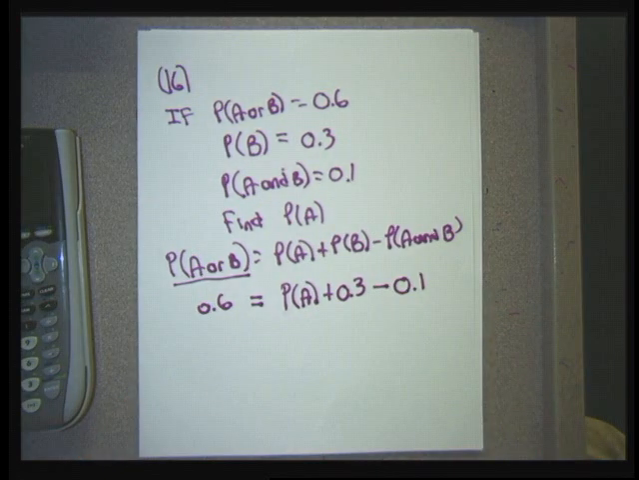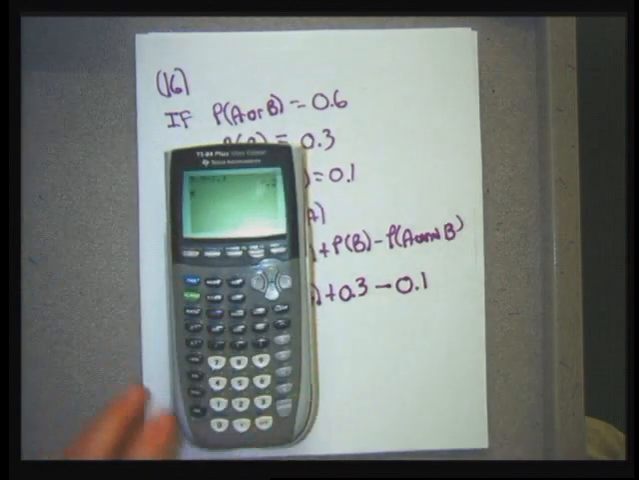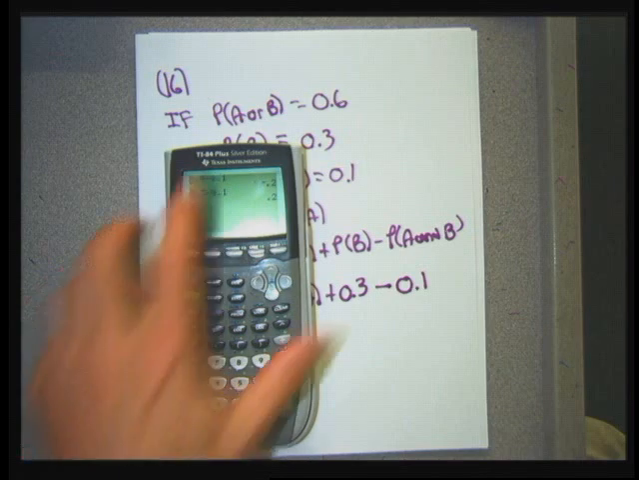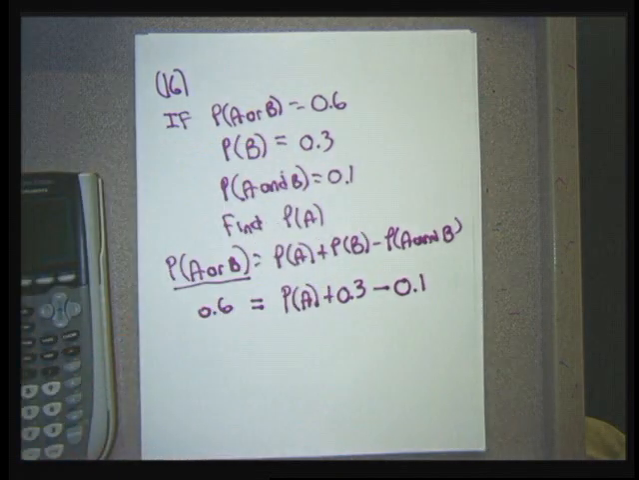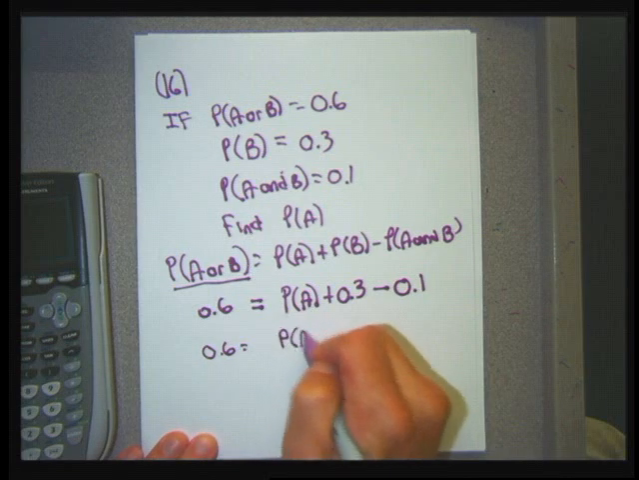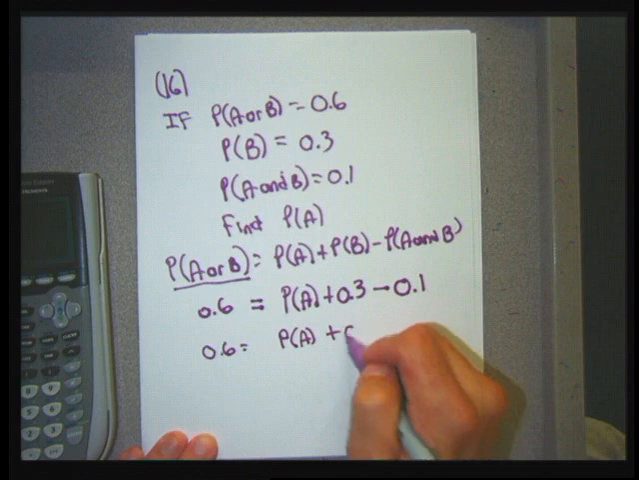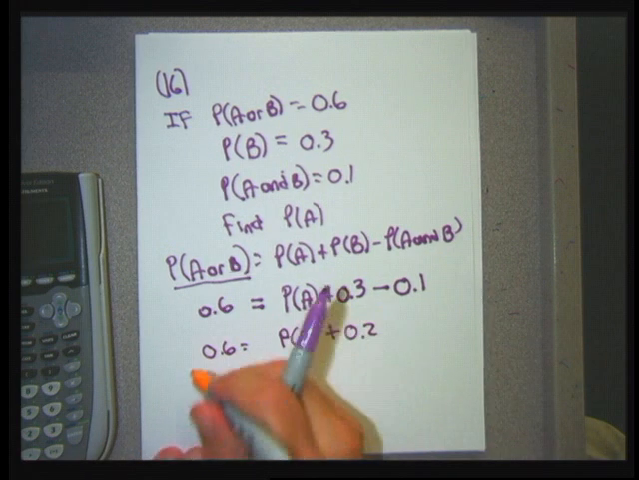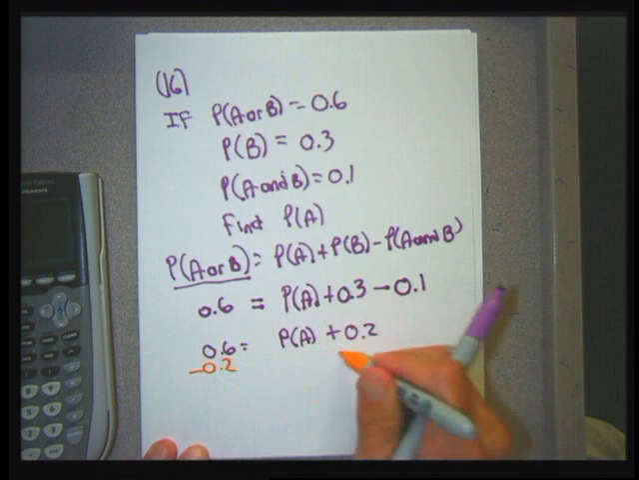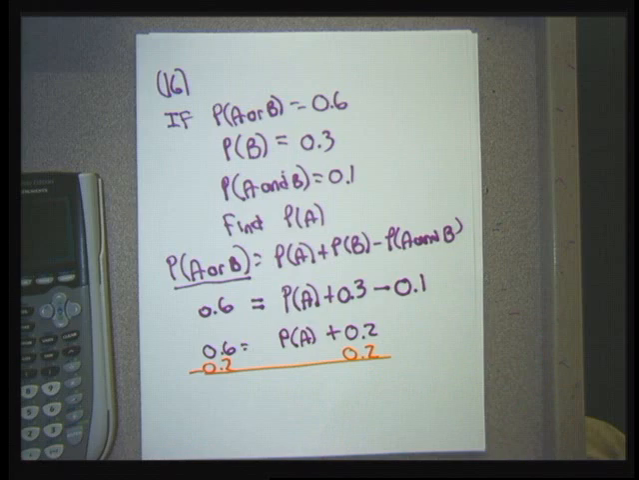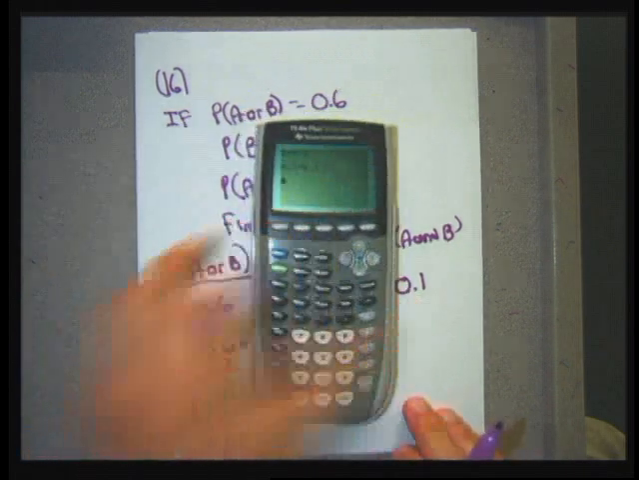0.1. I'm going to simplify the numbers on the right-hand side of the equal sign. So I'm going to go 0.3 minus 0.1, and I get 0.2. So simplifying the right-hand side, I get 0.6 equals the probability of A plus 0.2. I'm going to do a little bit of algebra. I'm going to subtract 0.2 from both sides. I'll just do the math on the left-hand side.